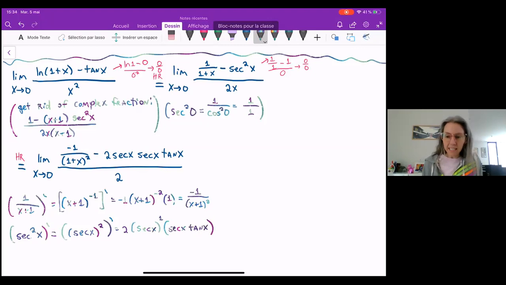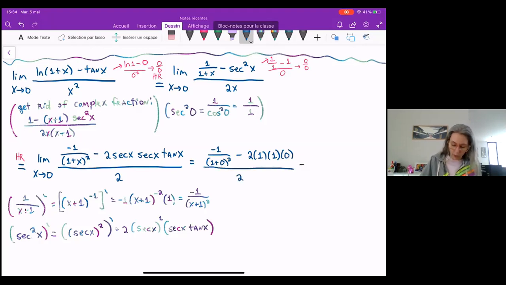Well, now what I see is that my denominator is just 2. So clearly it's not going to give me a 0, so I'm just going to straight up plug in. So when I plug in 0 here, I have negative 1 over 1 plus 0 squared minus 2. We just said that secant 0 is 1, times 1. Tangent of 0 we know to be 0, over 2, which results in a negative 1/2 for my final answer. There we go, we're done.